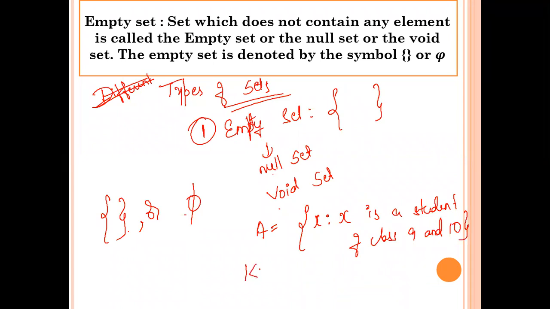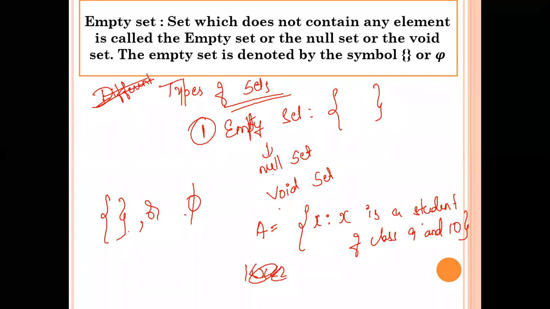Yes, 1 less than x less than 2. There will be no natural numbers in between. Okay, we'll see this one first. X is a student of class 9 and 10. Can you find any student who is a student of class 9 and class 10 at a time? Is this possible, students? No. So there is no element in it. So this is an empty set.